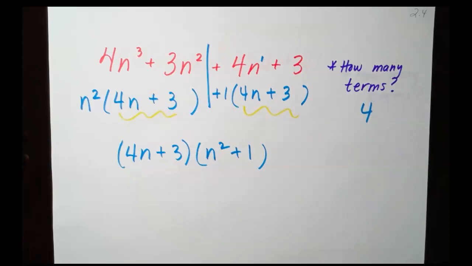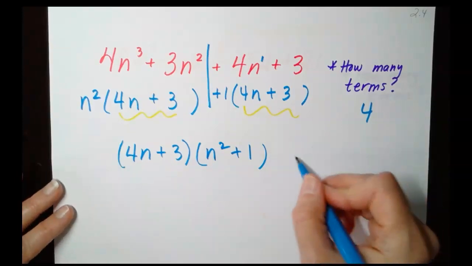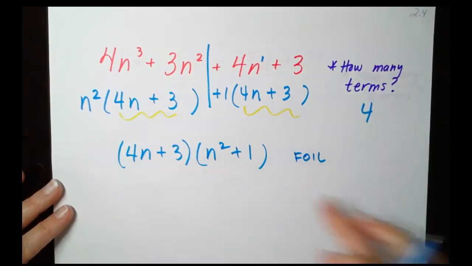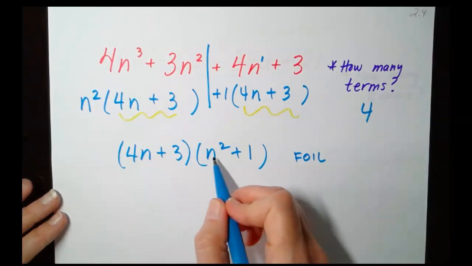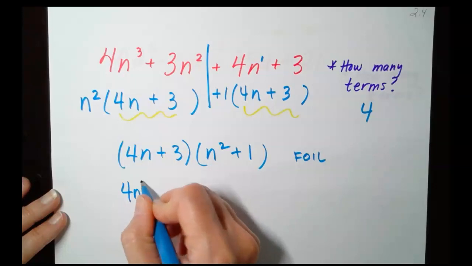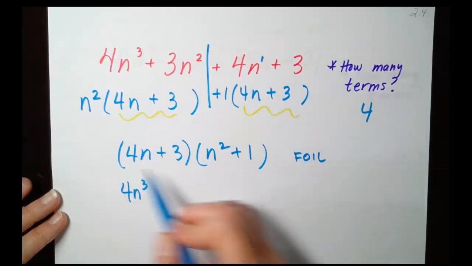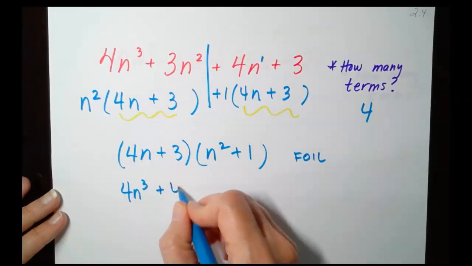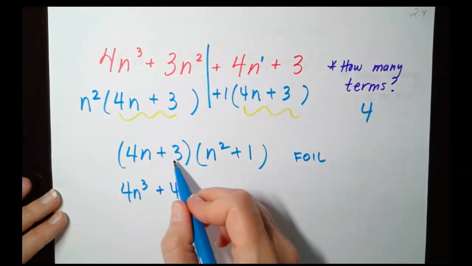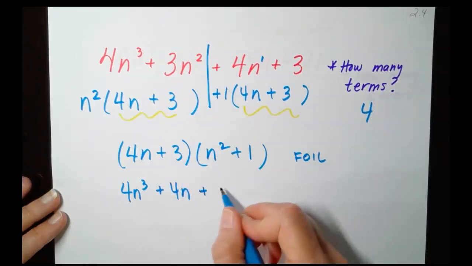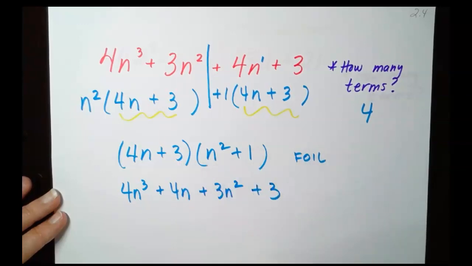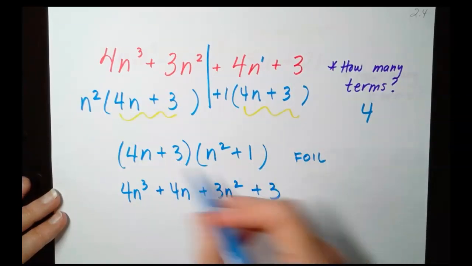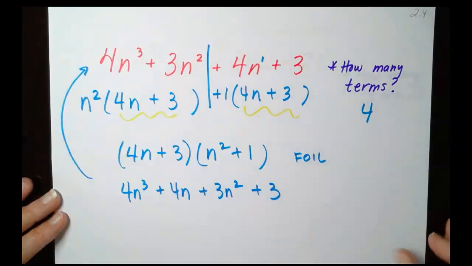And just to show you that it's working, if we were to use the FOIL method here to multiply these back together, look at what we would get. 4n squared times n squared is 4n to the third. 4n times 1 is plus 4n. 3 times n squared is plus 3n squared. 3 times 1 is plus 3. And if we were to put this in standard form, we would end up with what we started with.